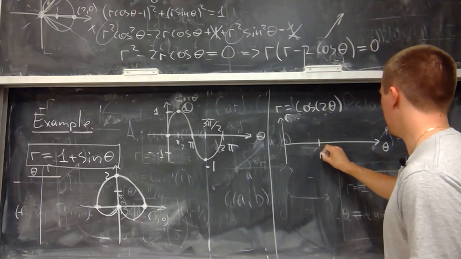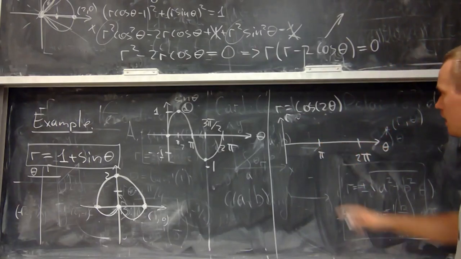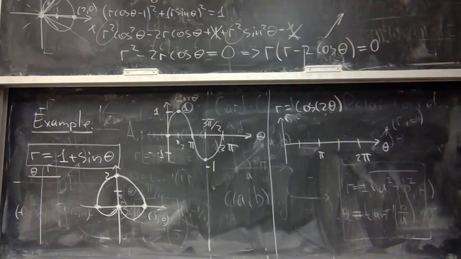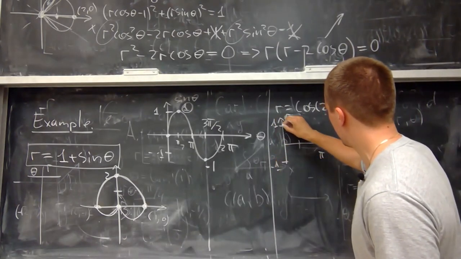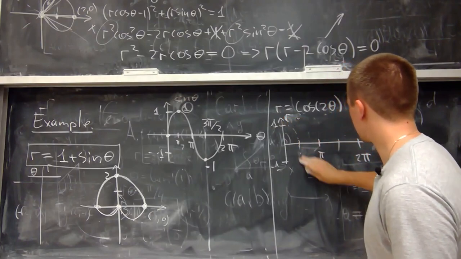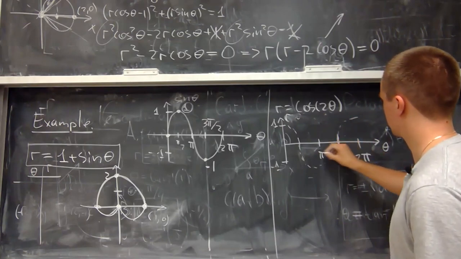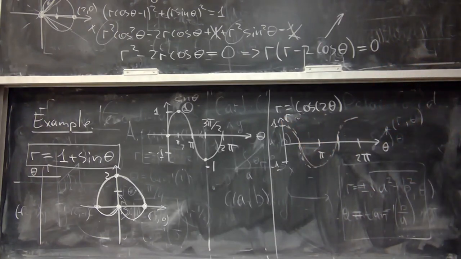So this is my pi, this is my 2 pi. Then I know how cosine theta looks. This is my maximum 1 and my negative 1, so my cosine theta looks something like this. Right now I want to figure out how cosine 2 theta looks.